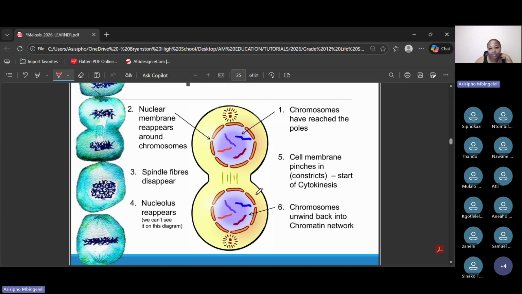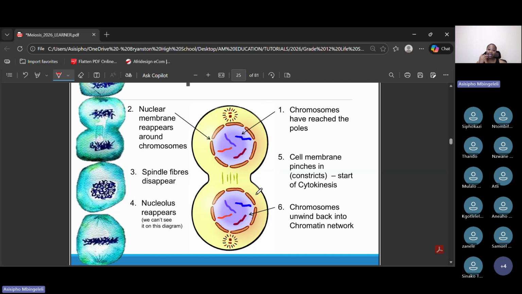Then last one, telophase. So what are we able to see here? We are able to see that chromosomes have reached the opposite poles. And then what is going to happen here? Look at the chromosomes. They are still 4, but they are unreplicated.